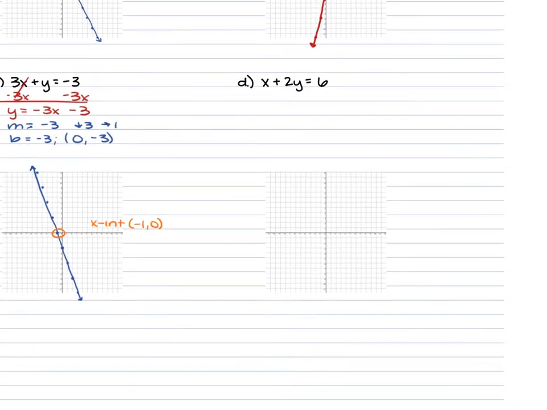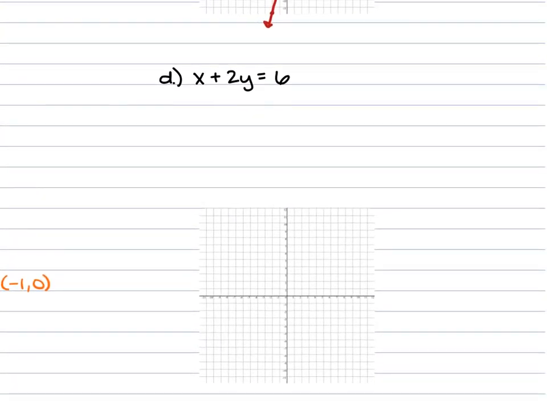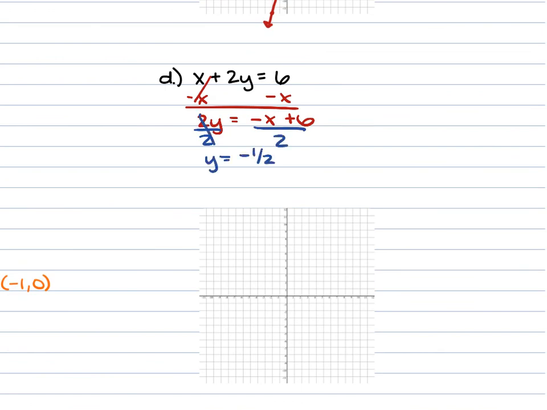For D, we have x plus 2y is equal to 6. I'm going to subtract this x from each side, so I get 2y is equal to -x plus 6. I then divide each side by that 2, so I get y is equal to -1/2 x plus 3. My slope is -1/2, so I'm going to go down 1 to the right 2 after I plot that y-intercept of 0, 3. 0, 3 is here. From there, we're going to go down 1 to the right 2.